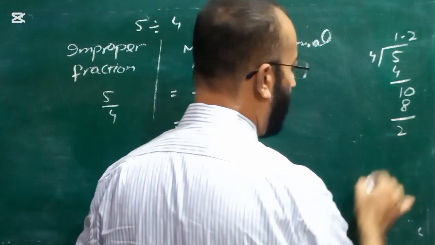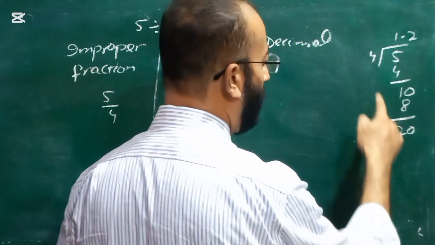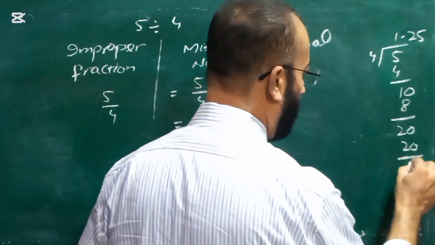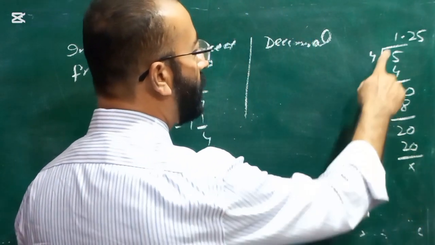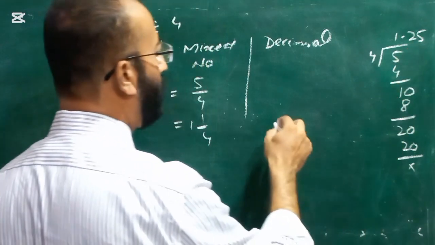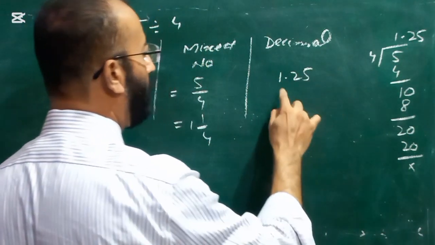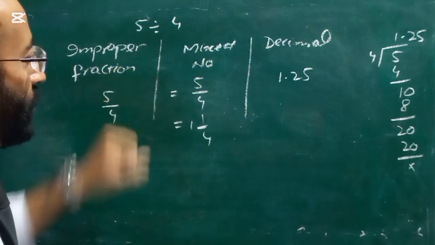Subtracting these numbers we will get 2. And another 0, second 0 is placed. 4 5s are 20. So fully subtracted, we will get 0 as an answer. So this is the answer, that is 1.25. So the decimal number is 1.25, this is the answer of this question.